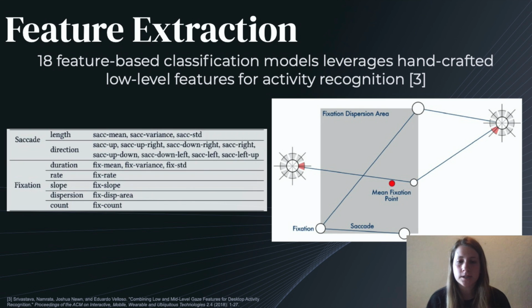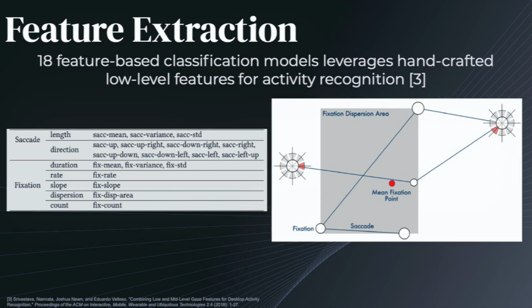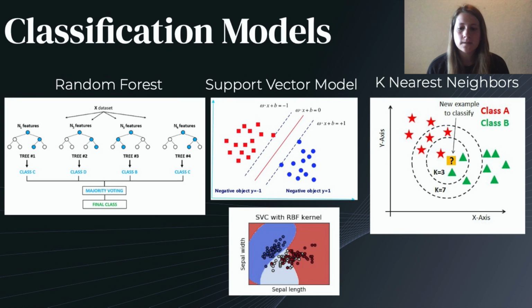Next, we designed functions that could extract 18 different features from the saccades and fixations that we identified from the filter. This was anything from fixation rate to the count to the different directions that the saccades could be in to the saccade length. Next, we fed these features into 3 different classification models: the random forest model, the support vector model, and the k-nearest neighbors. These models were chosen because they were the most commonly used in existing literature, and they're also able to handle multi-class classification.